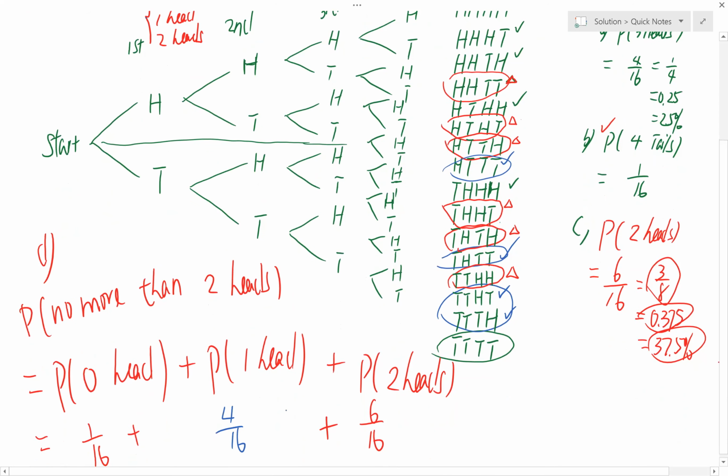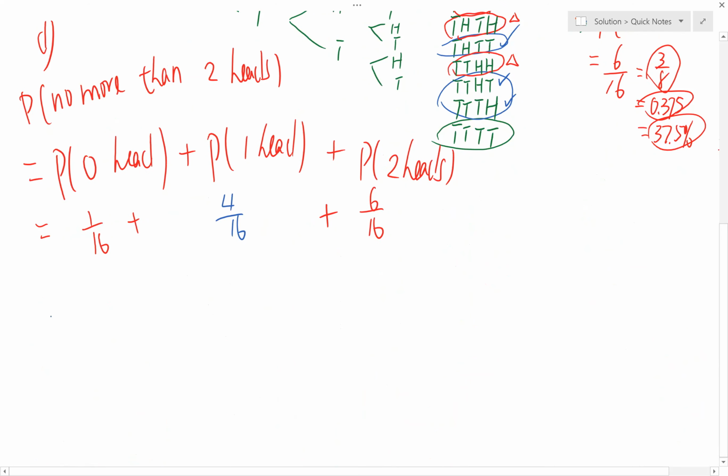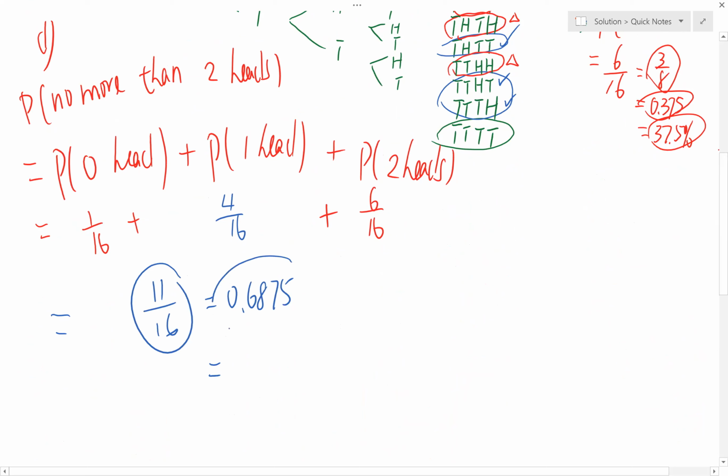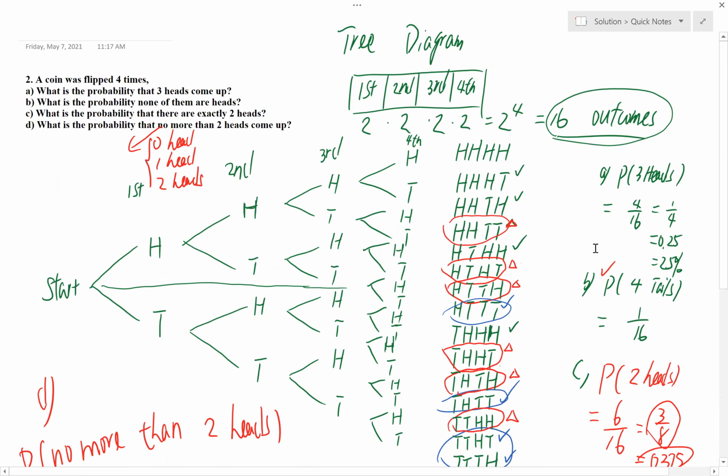4/16. Now we just combine them. So 1 + 4 + 6 is 11/16. And this one you probably want to leave as this. So let me see if it is an exact answer. So 11/16 definitely works. Oh yeah, we can turn it into an exact decimal. It's 0.6875, or 68.75% to be exact. So that's how you solve this. Any questions on this?